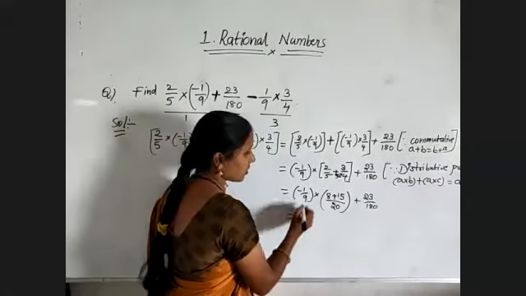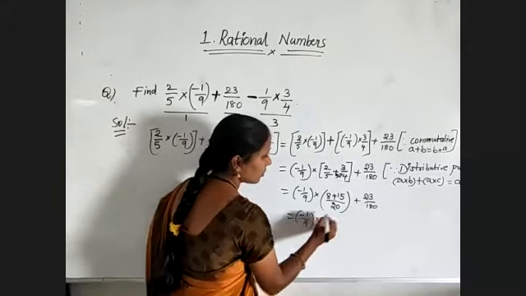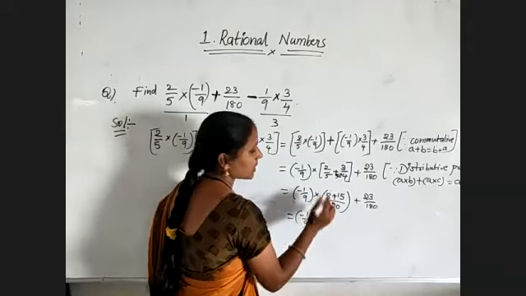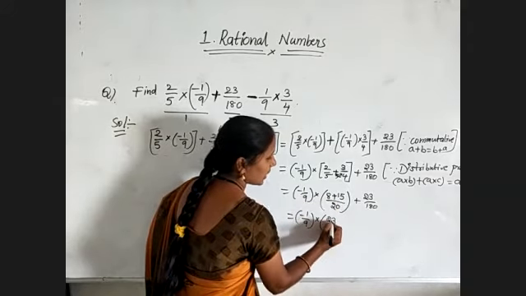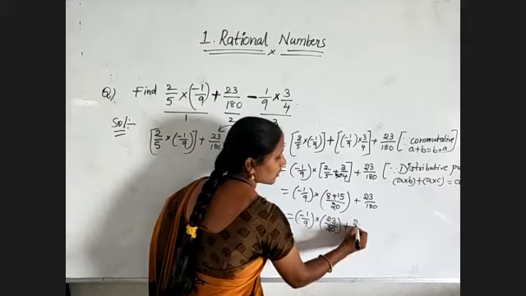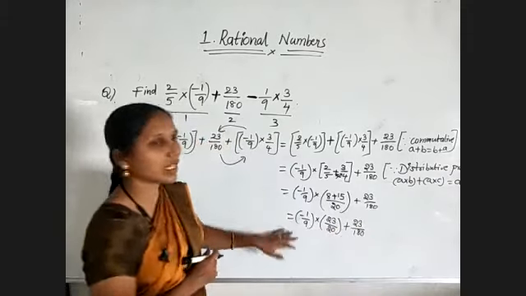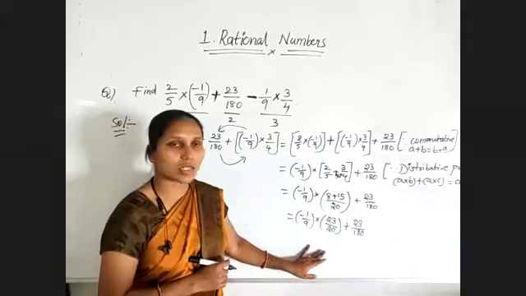So this is equal to minus 1 by 9 into 15 plus 8, 23 by 20, plus 23 by 180. Just observe here the various operations we are taking in this question.